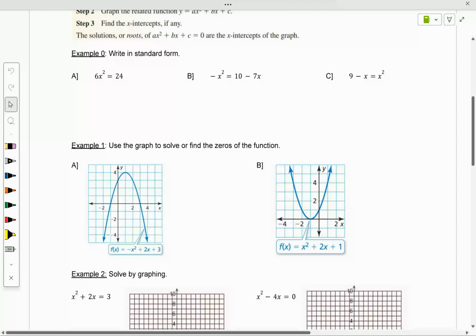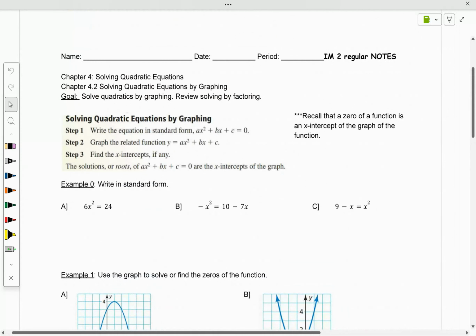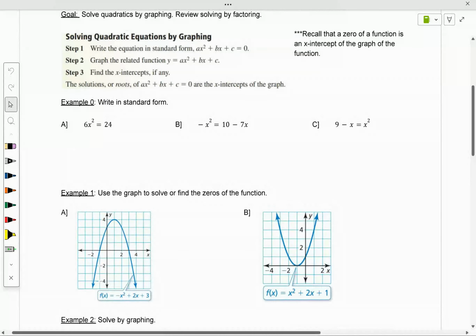Alright, so in this video, we're going to go over 4.2, solving quadratic equations by graphing. Some of this might be review from last unit, or you might start learning it now. This unit, you might have some questions that won't be in standard form. Everything won't be on one side. So in this unit, you'll have to make sure it's in standard form for graphing.